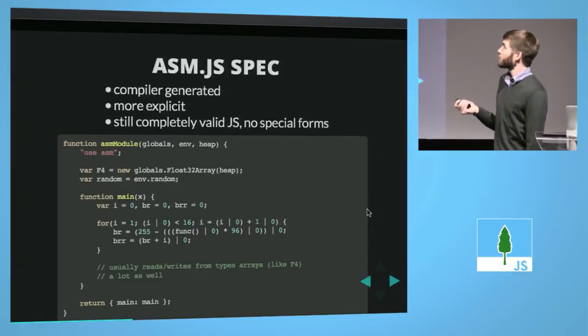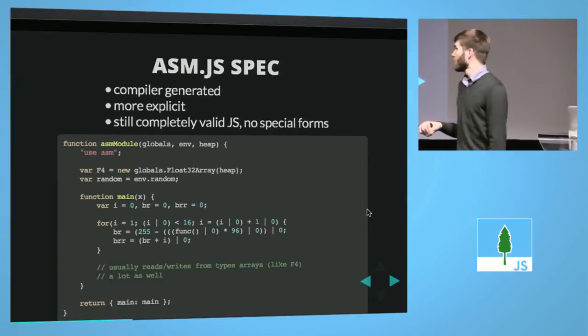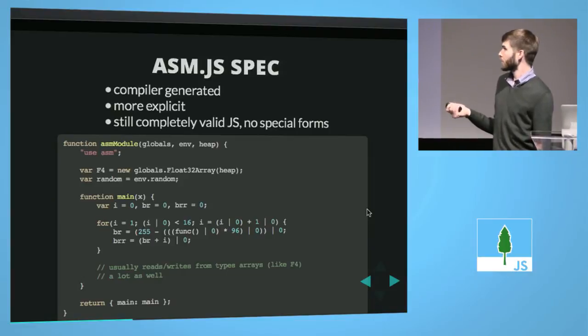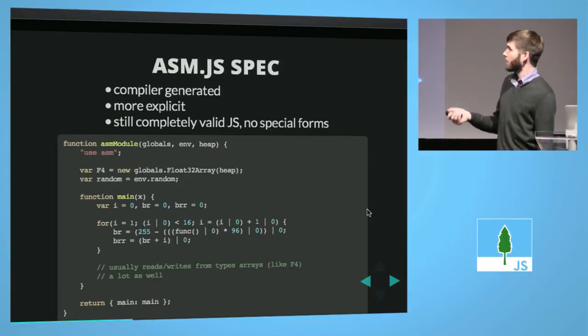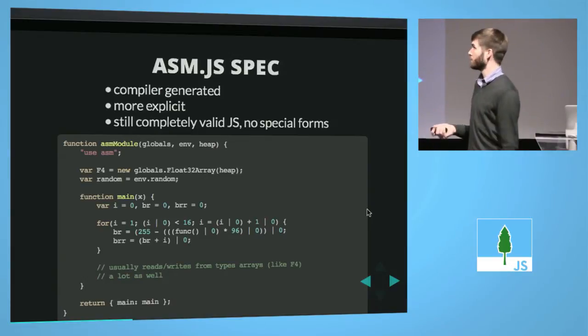But what asm.js really is, is this spec. You can see that at the meat of all of this is the same code as the last slide, but this is really meant to be compiler generated. There is this kind of boilerplate around it, which is defined in the asm.js spec, and it pretty much just helps set up the code.